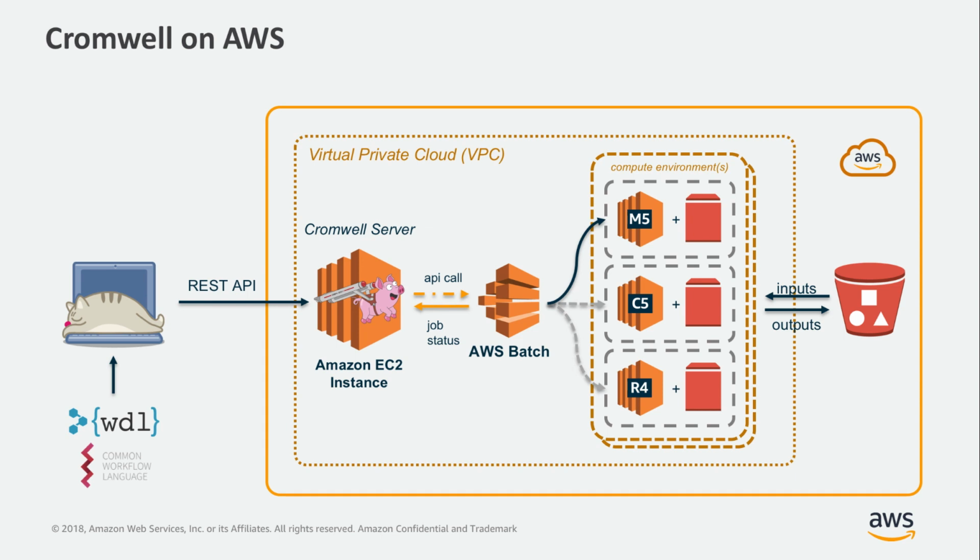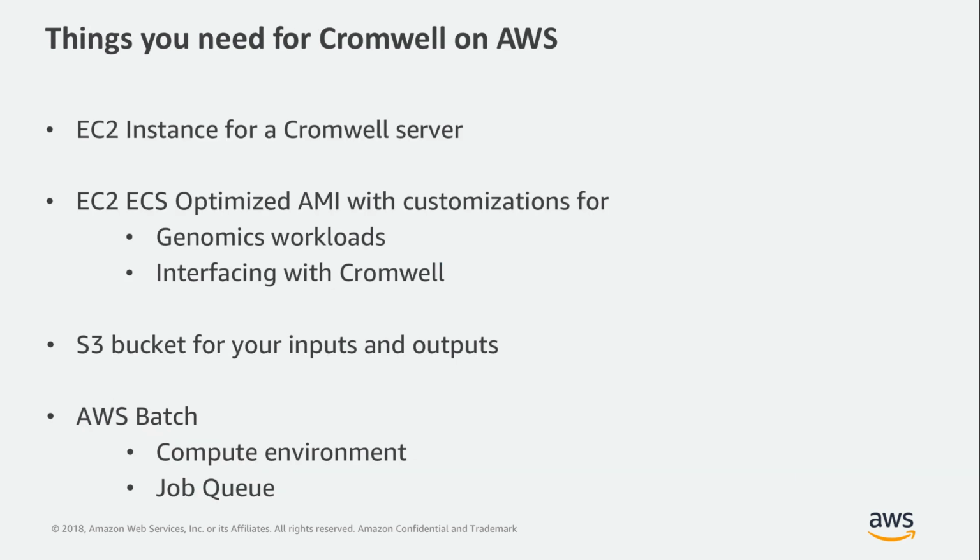In the next few minutes, I'm going to walk you through setting up Cromwell on AWS and running a simple workflow. To start, you're going to need the following things: an EC2 instance to serve as your Cromwell server, a custom AMI for running genomic workflow jobs and talking with Cromwell, an S3 bucket for workflow inputs and outputs, and a batch compute environment and job queue.